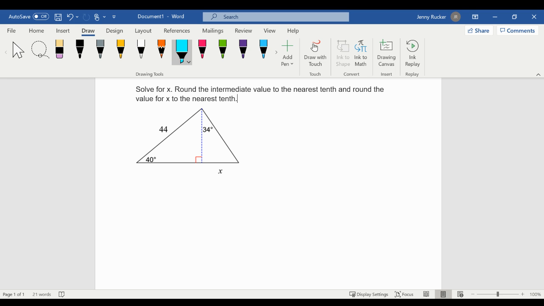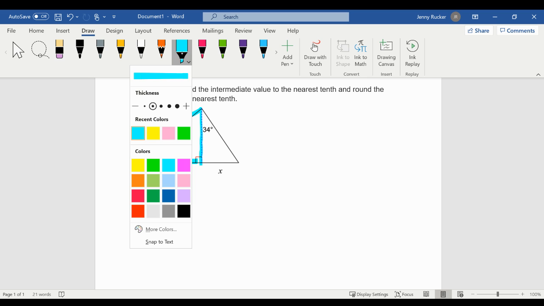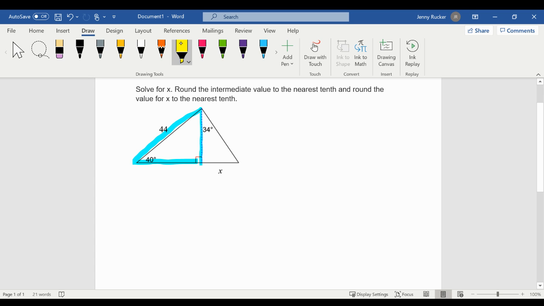and we need to use the right triangle. So we'll start with this triangle on the left, and we'll use that triangle to find the length of this shared side with the triangle on the right. That will be our intermediate value. We'll just call it A.